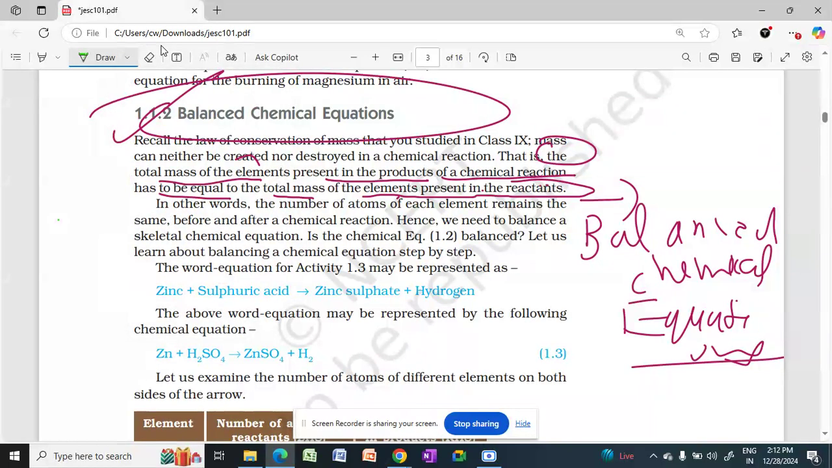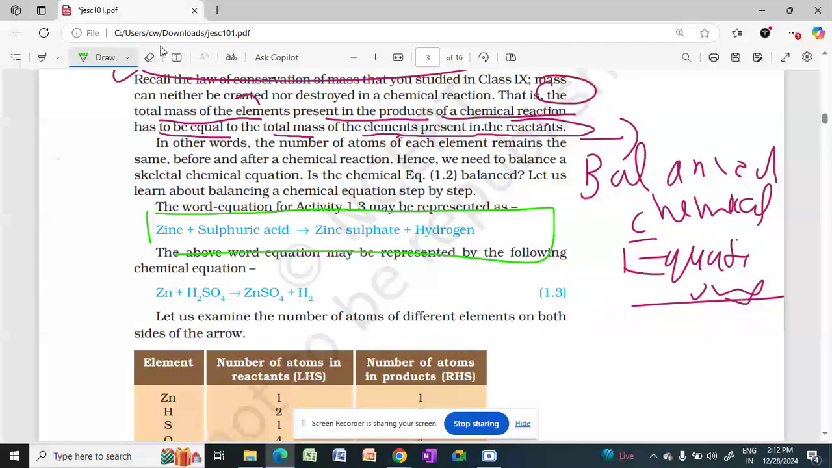Clear? So, the example they are giving you here, underline this example. Have you opened your NCERT book also? Open it and see the points, and the points that I tell you to underline, okay? Just put a star mark here in this reaction. Zinc plus sulfuric acid will give you zinc sulfate plus hydrogen.